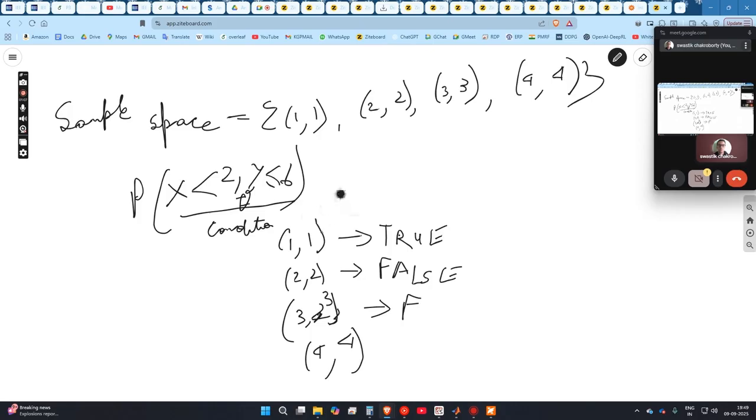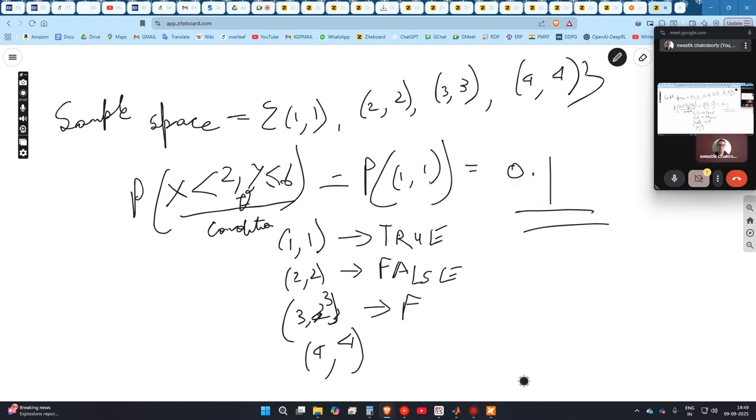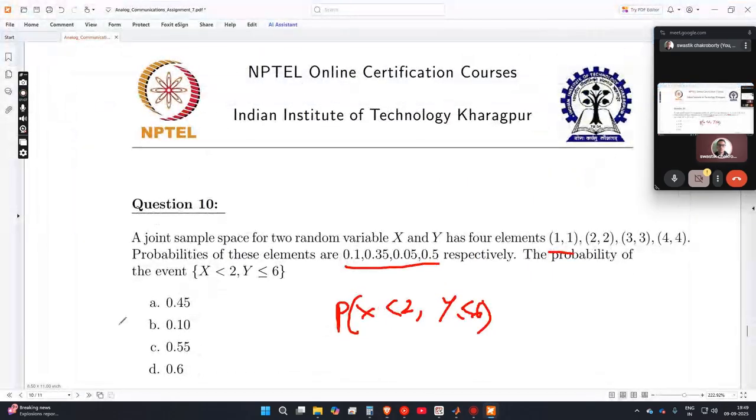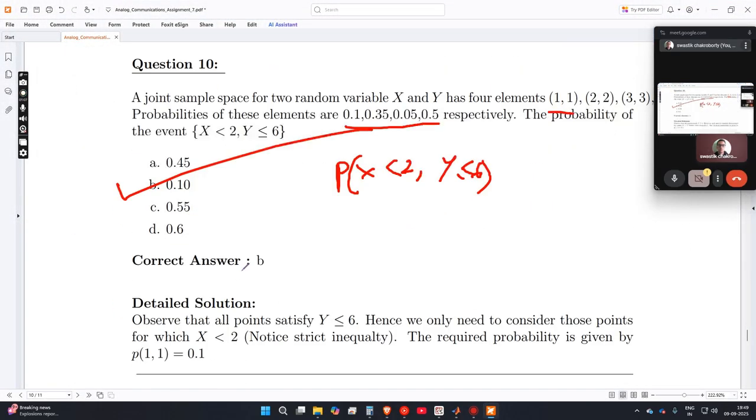So only this is equivalent to P(1,1), the probability of (1,1). Why? Because (1,1) is the only event that guarantees this condition. So the probability of (1,1) is given to be 0.1. So the probability is 0.1. So answer B.